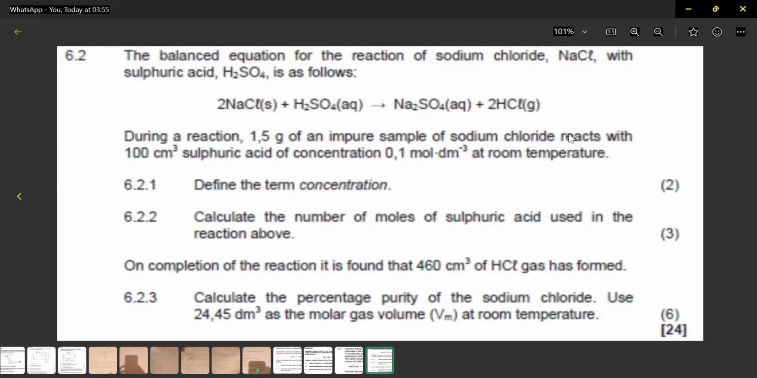Now, moving on to the next one, they say to us, please calculate the number of moles of sulfuric acid that were used in this reaction, all right? And of course, we can actually do that because we are given the concentration as well as the volume. So it's very easy to do so. I think we can quickly do that. So it's easy, 3 marks.